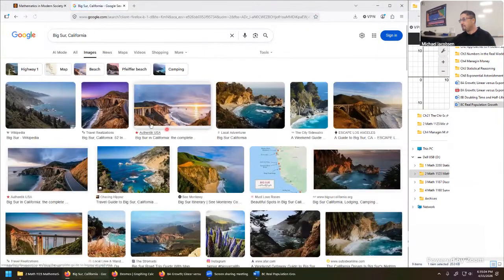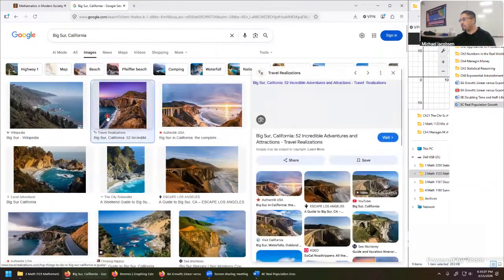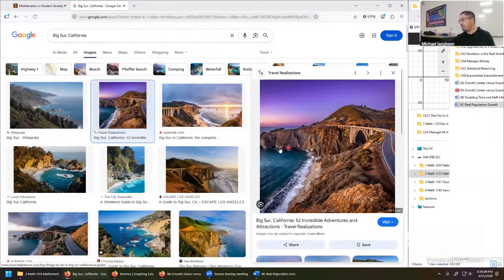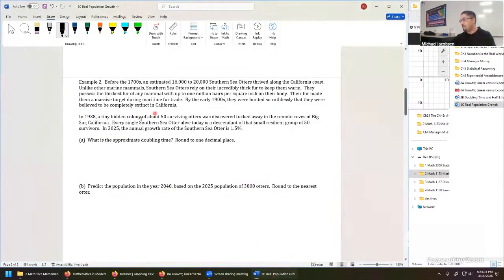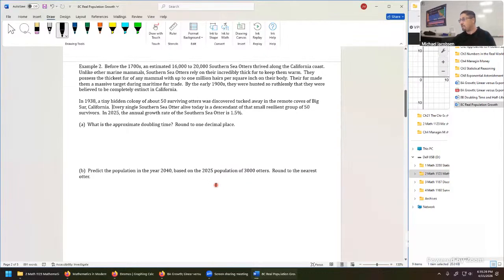So randomly, someone went across one of these coasts and found a cove that had 50 survivors of an organism that was thought to be extinct for probably about half a decade at that time. So that's a pretty shocking discovery. And since that time, they've been trying to revitalize this once thought extinct species of otter. And we're told that every single southern sea otter alive today is a descendant of that group of 50 survivors that they found in Big Sur, California.